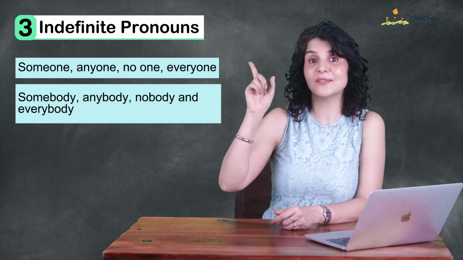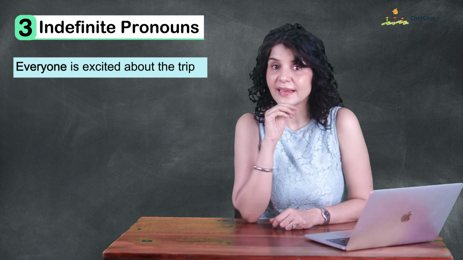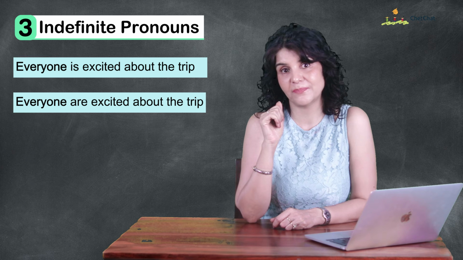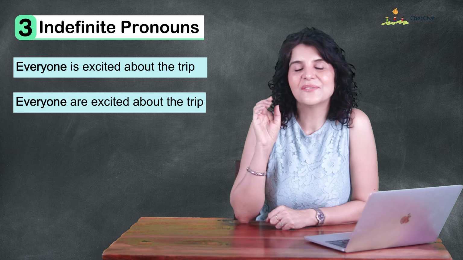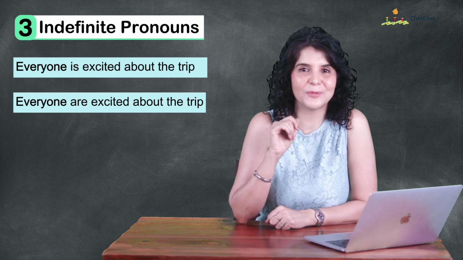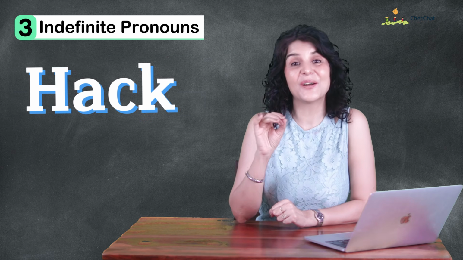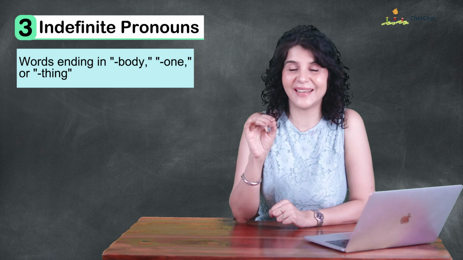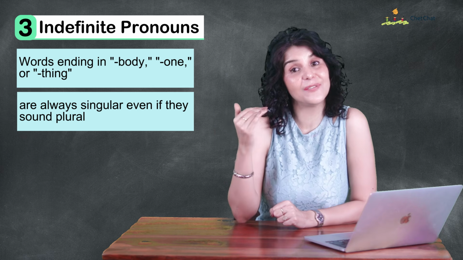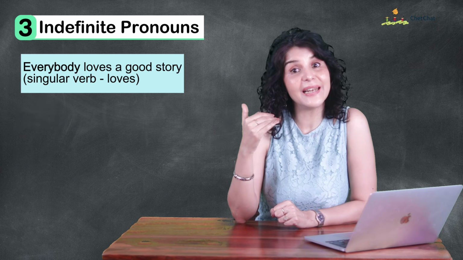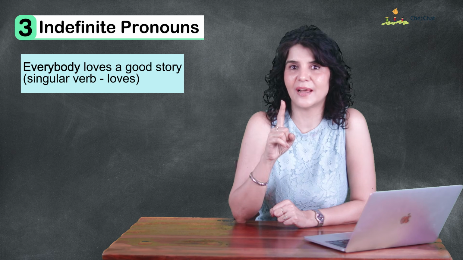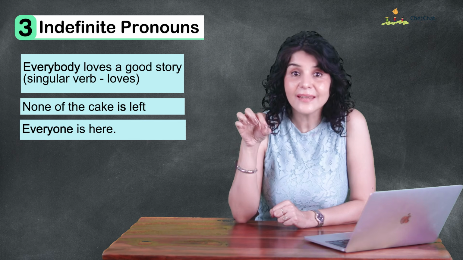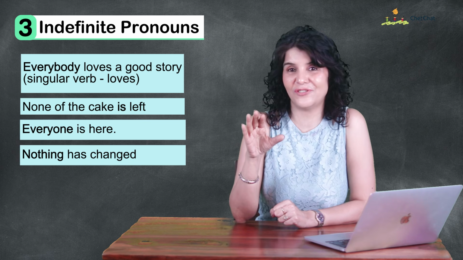Okay, let's look at these two sentences. Everyone is excited about the trip, or everyone are excited about the trip. Which one is correct? This is another very common confusion I find with my students, but I have a hack for you. I call it the one body thing rule. Words ending in body, one, or thing are always singular, even if they sound plural. Everybody loves a good story. Singular verb, loves. None of the cake is left. Everyone is here. Nothing has changed.